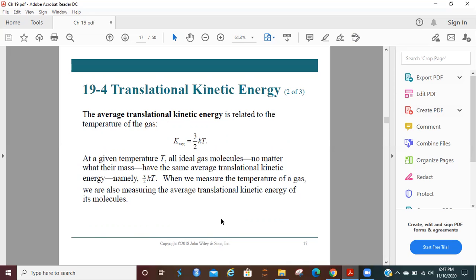And at a given temperature T, all ideal gas molecules, no matter what their mass, have the same average translational kinetic energy. When we measure the temperature of a gas, we're also measuring the average translational kinetic energy of its molecules.